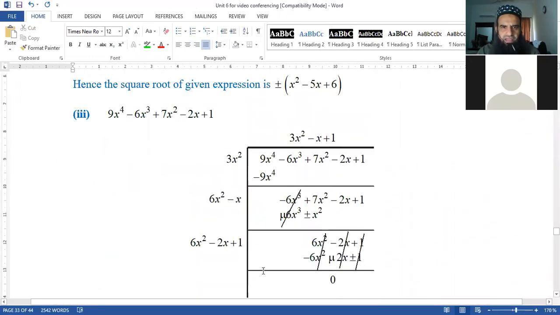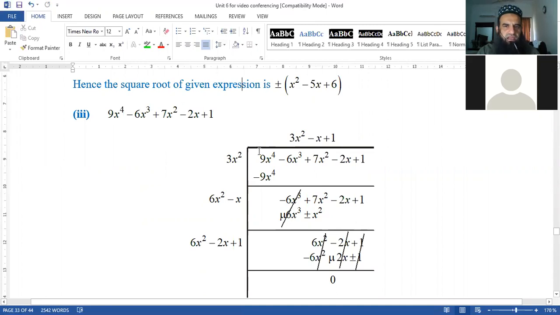Okay. For the next part, the same is done for the third part as well: 9x⁴ minus 6x³ plus 7x² minus 2x plus 1. It is a statement of the question, and the question should be in descending order of powers of x: x⁴, x³, x², and x and without x.